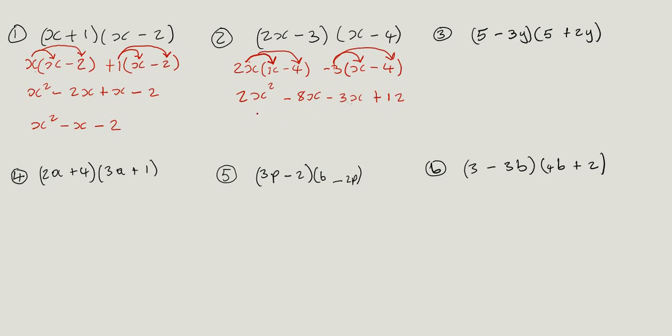Now we're going to combine the like terms. So we're going to simplify this. So we only have one x squared term. So we write it back, which is 2x squared. Note that the middle terms are like terms. So we have minus 8x and we have minus 3x. So minus 8x minus 3x, that's going to give us minus 11x. And all we need to do is to put back our plus 12.